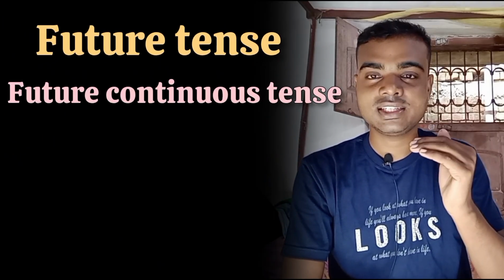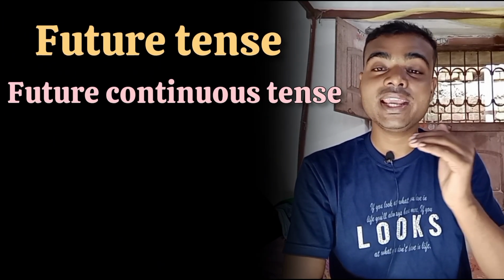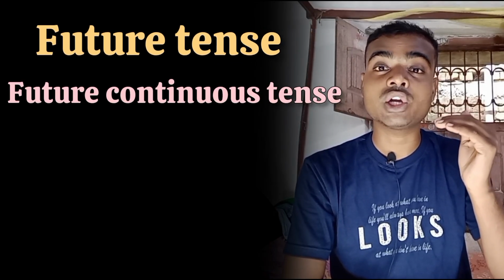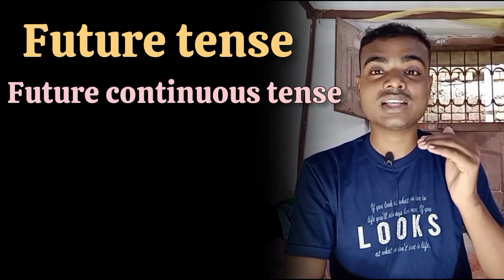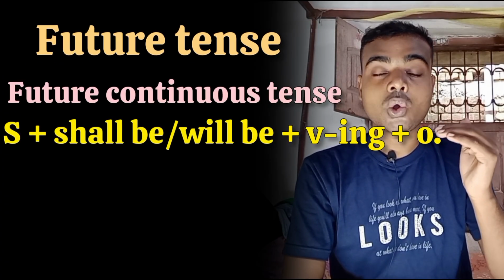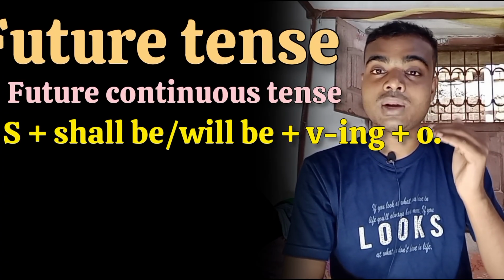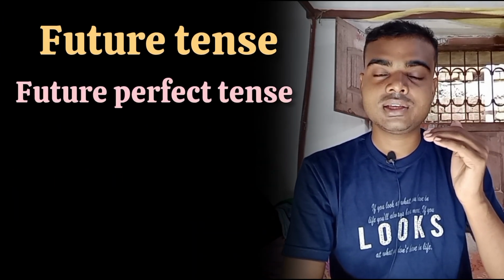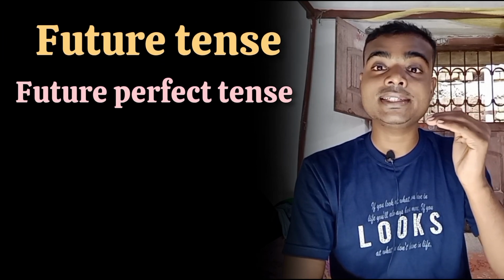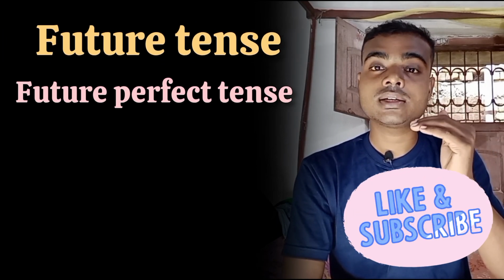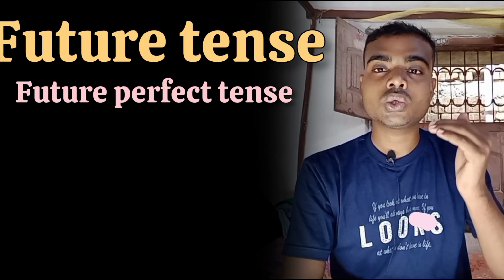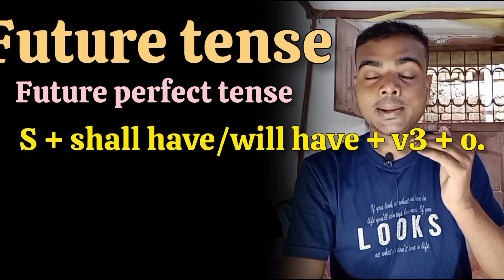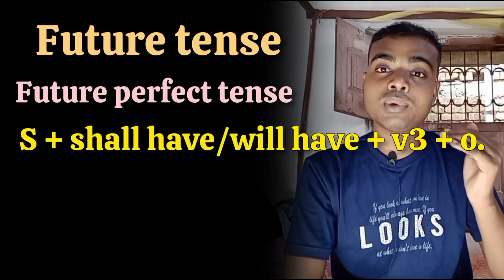Future continuous tense. In the future I will be doing any work. Those types of sentences will be future continuous tense. The structure is subject plus shall be or will be plus verb ing plus object. Now future perfect tense. In the future I will have done any work. So the structure is subject plus shall have or will have plus verb 3 plus object.